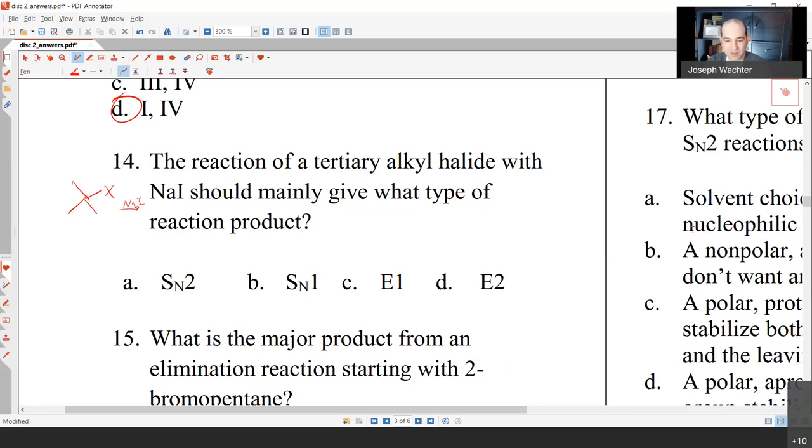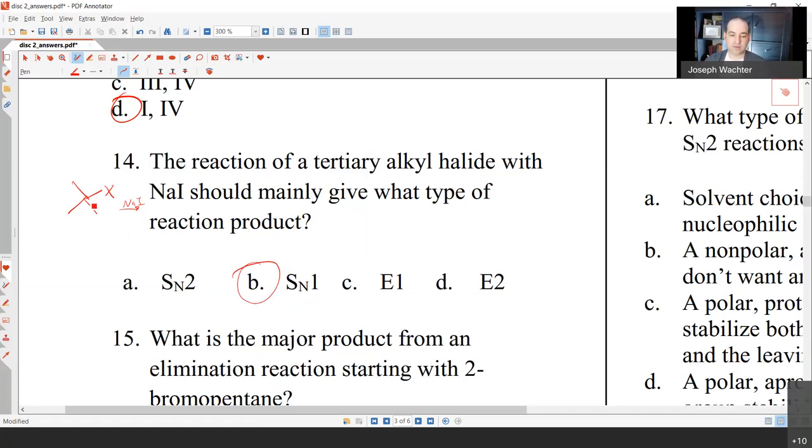Okay, so this one, everybody's guessing SN1. I think that's probably fair. Yeah, I think that's the best answer here too. I think SN2 will compete a little bit here, depending on the substrate, just because iodide is not that big. But the better answer here, yes, is B, SN1.